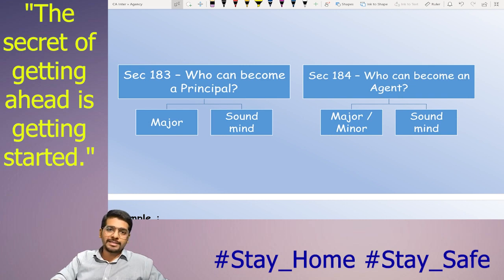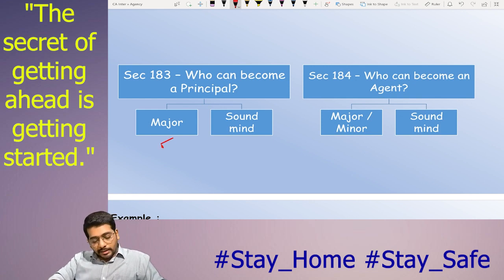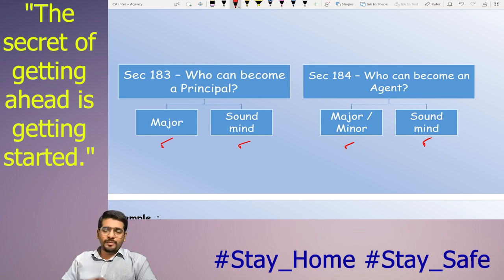Who can be appointed as a principal and who can be appointed as an agent? They are saying a principal should always be a person who is a major and should be of a sound mind. But when I talk about an agent, agent can be a major, can be a minor, but should be of a sound mind. Why like that? It is very obvious. If at all the agent makes any mistake, then the principal will be made liable.